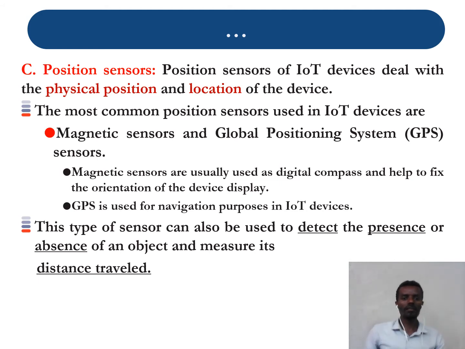That means this position sensor directly tries to identify or detect where this type of device exists. And if it actually exists, it can perform two things: is something available or not? Is it an empty area or an occupied area? If it is an occupied area, then at what distance it is available, and how it traveled from one location to another. The distance it is moving or traveling can also be measured by the position sensors.